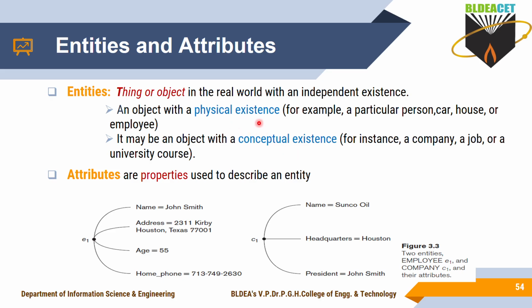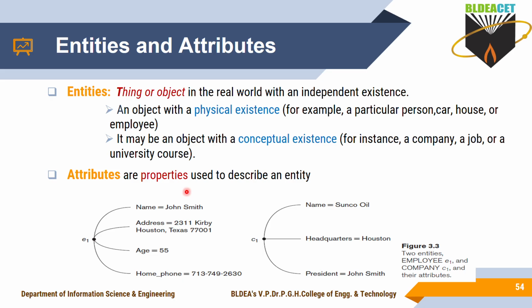Physical existence examples are a person, car, house or employee. For conceptual existence, it may be a company, job, university or course. All those things you can consider as objects, and those objects are called entities here. So what is an entity? It is a real world object here. Okay. So next is attributes.